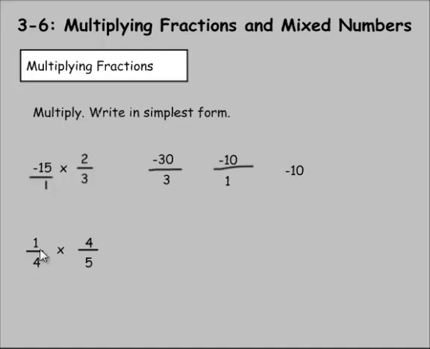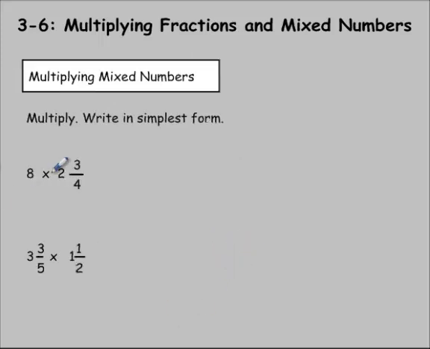Here we have 1 over 4 times 4 over 5. So let's just multiply across. 1 times 4 is 4. 4 times 5 is 20. Now let's simplify this. Both these numbers can be divided by 4. 4 divided by 4 would be 1. 20 divided by 4 would be 5. Make that a fraction, it'd be 1 over 5 for our answer.